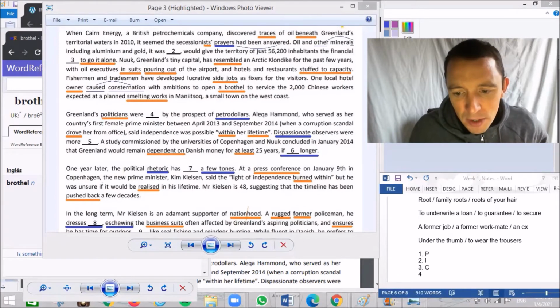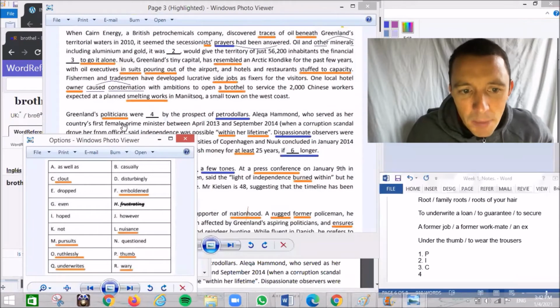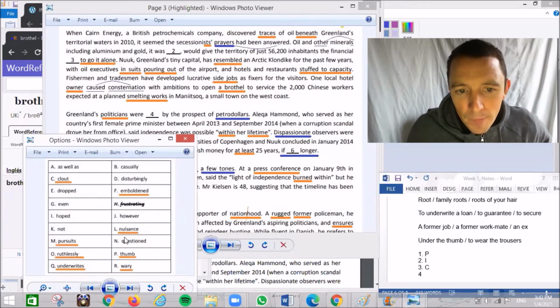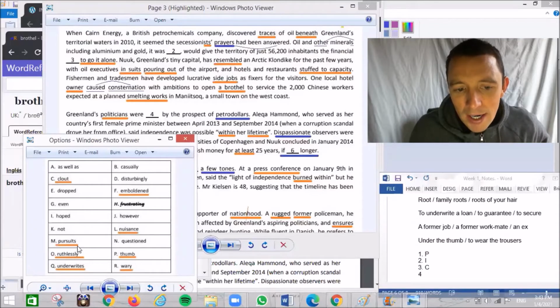And let me find the options for you. So the context is politicians, and sorry, that's a different exercise. Here we go. So number 4, politicians were, as well as, okay, casually, probably not, disturbingly, questioned, no. And the final part, petrodollars, is the key also. So dollar is related to money and petro is the money related to oil. So the politicians, the connection with the money, the oil money and the politicians is what we're looking for. Okay, and were questioned, worried by the prospect, no.